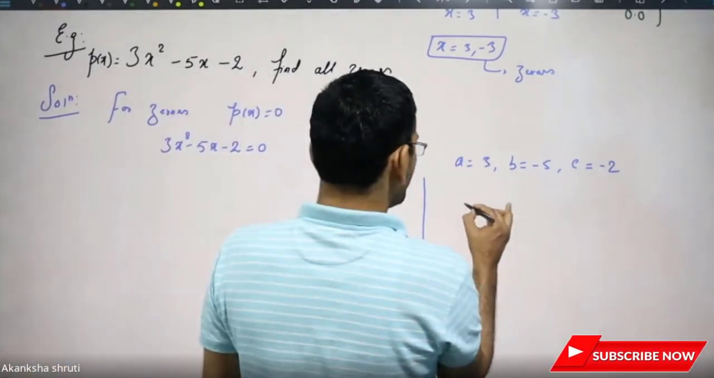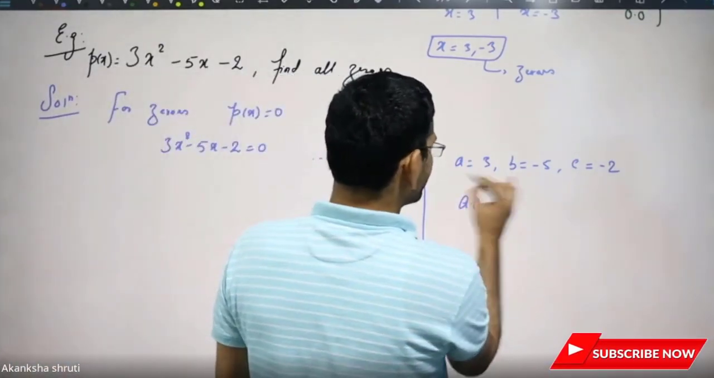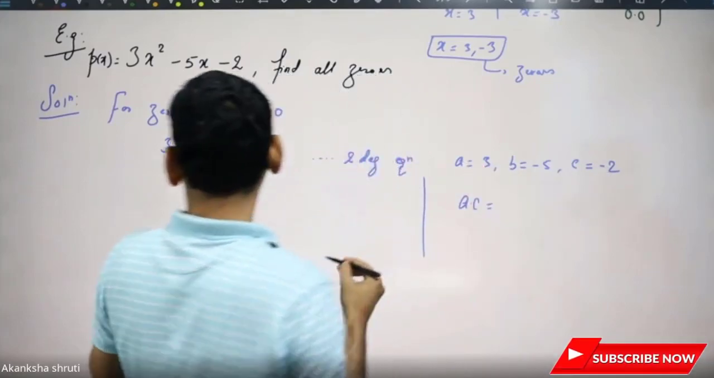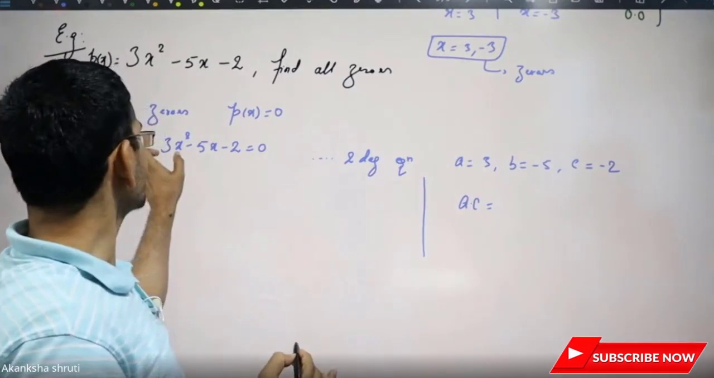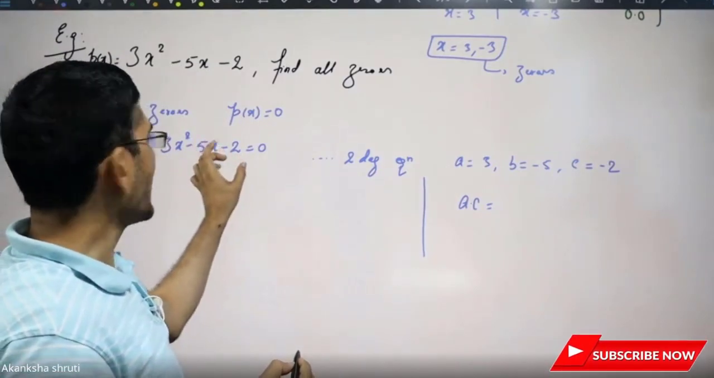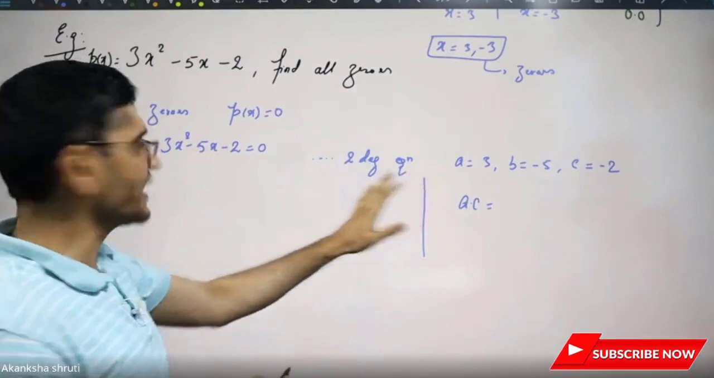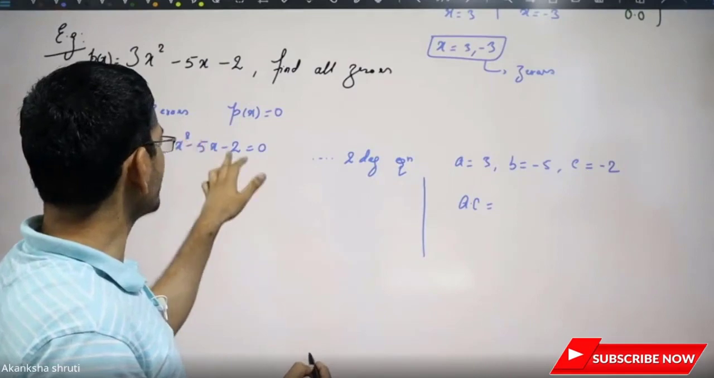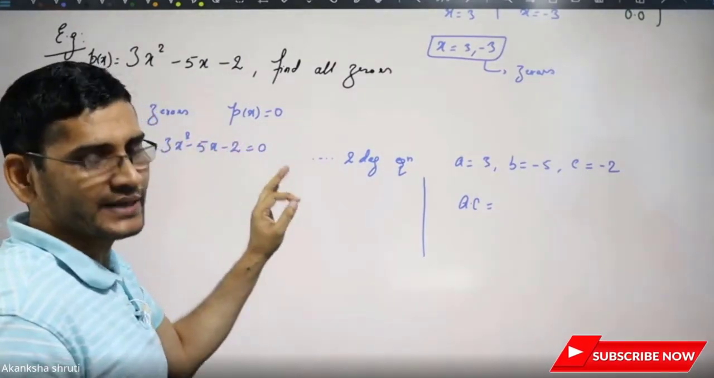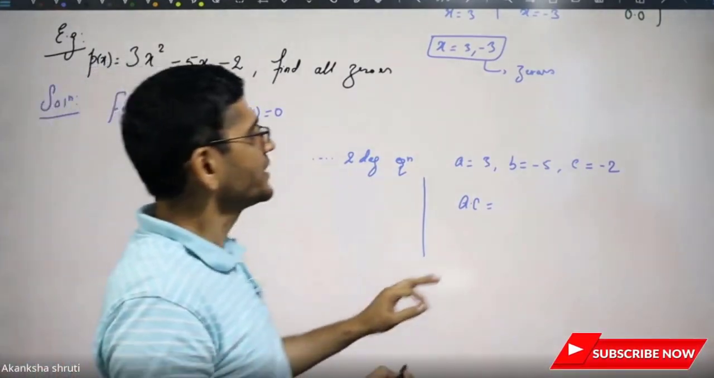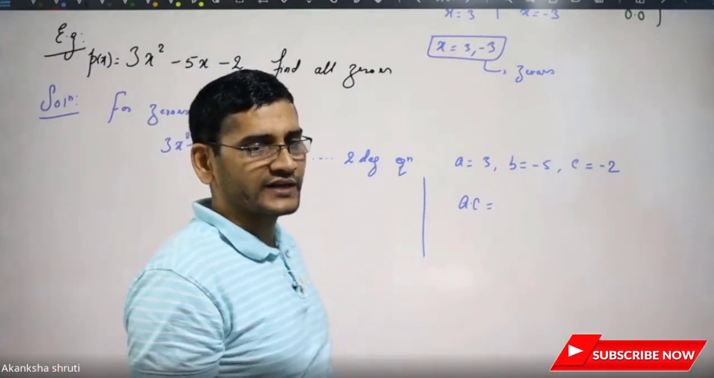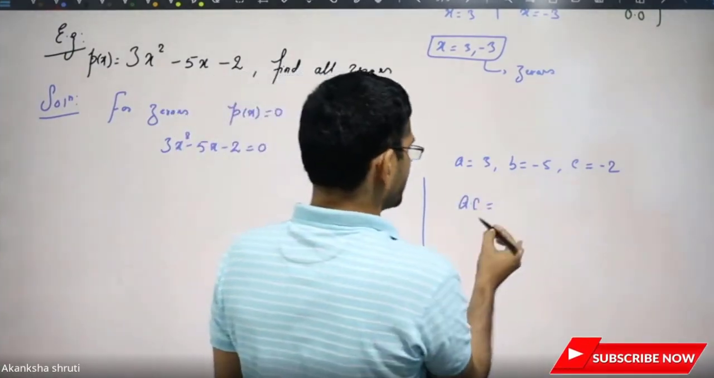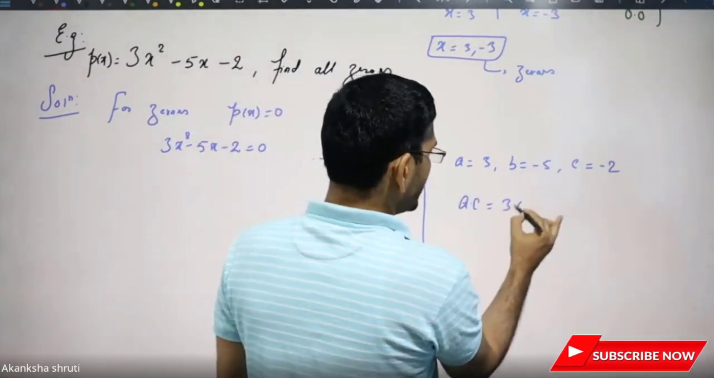Now, go for a into c. Multiply the first with the third. I mean, this is the first term, this is the third term. Rather than directly taking the entire term like 3x square and minus 2, I am just taking a, b, c. That is enough. Otherwise, you may take the entire term also, like 3x square multiplied by minus 2. That will also give the same result. But don't bother with that because x square is involved, so many a time students get confused. So better to take a, b, c. So it is our 3 into minus 2.